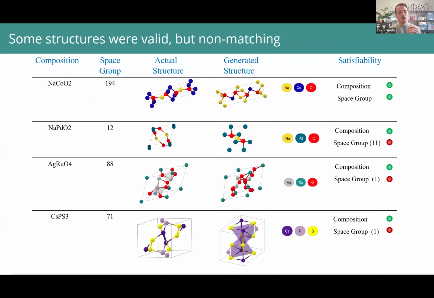Sometimes it would generate a structure which is technically valid, but it didn't match what we were looking for. Like, for example, the sodium cobaltate. The sodium and the cobalt got switched in their atom positions. So yes, it's a valid structure. It has the right formula. It even has the right space group, but the atoms are in the wrong spots. And you see a couple examples of that where it would not satisfy the matching criteria.